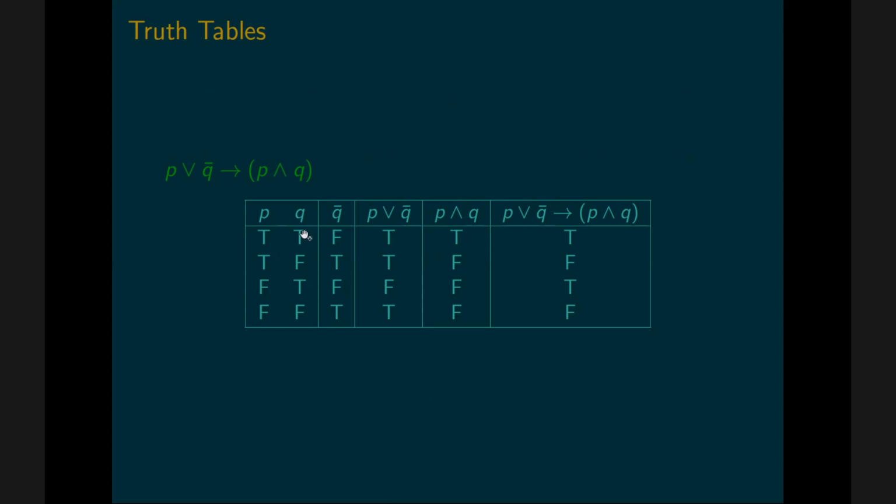So we have a column for NOT Q. Then we have P or NOT Q, and the truth table is this for that, and we end up with the one we want. So this is a truth table for this expression. I think everybody understands how this is constructed, right?